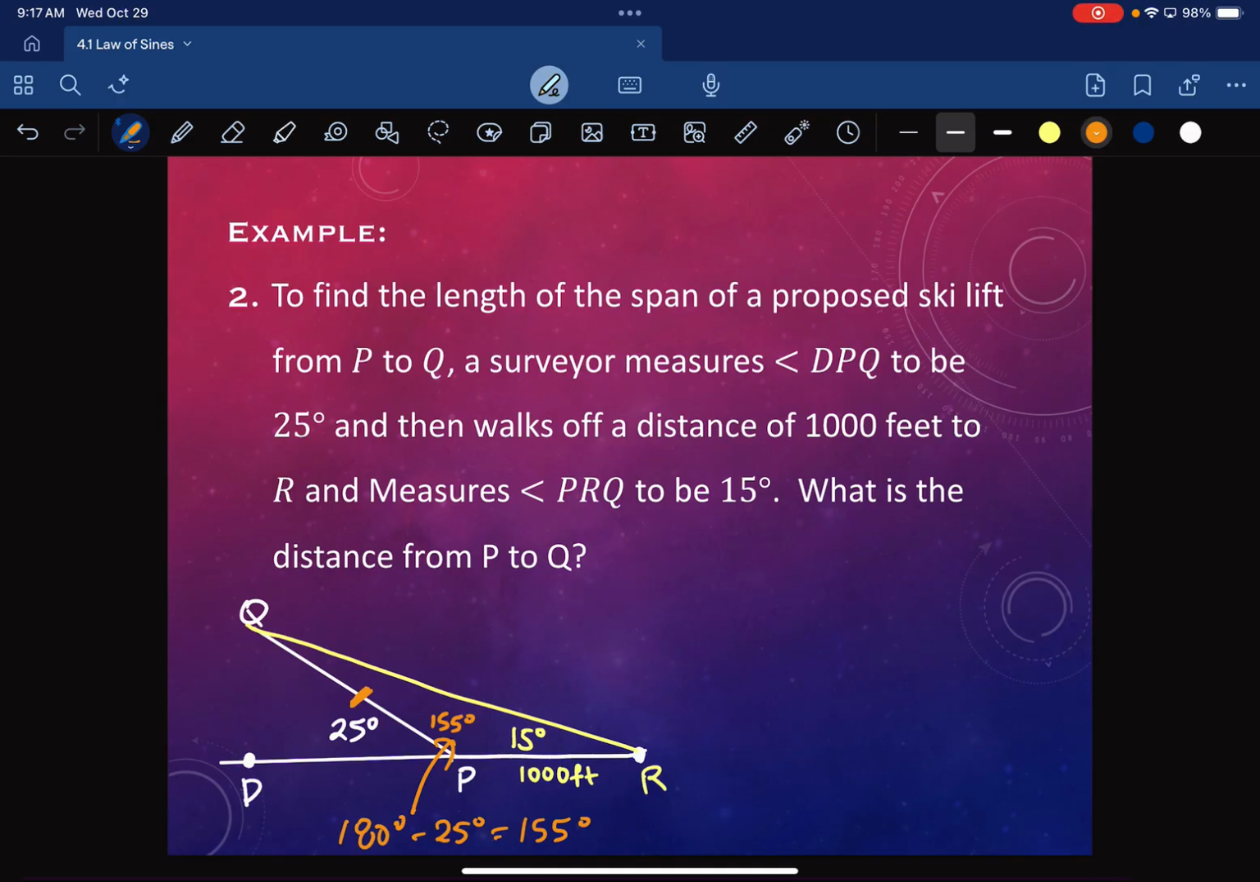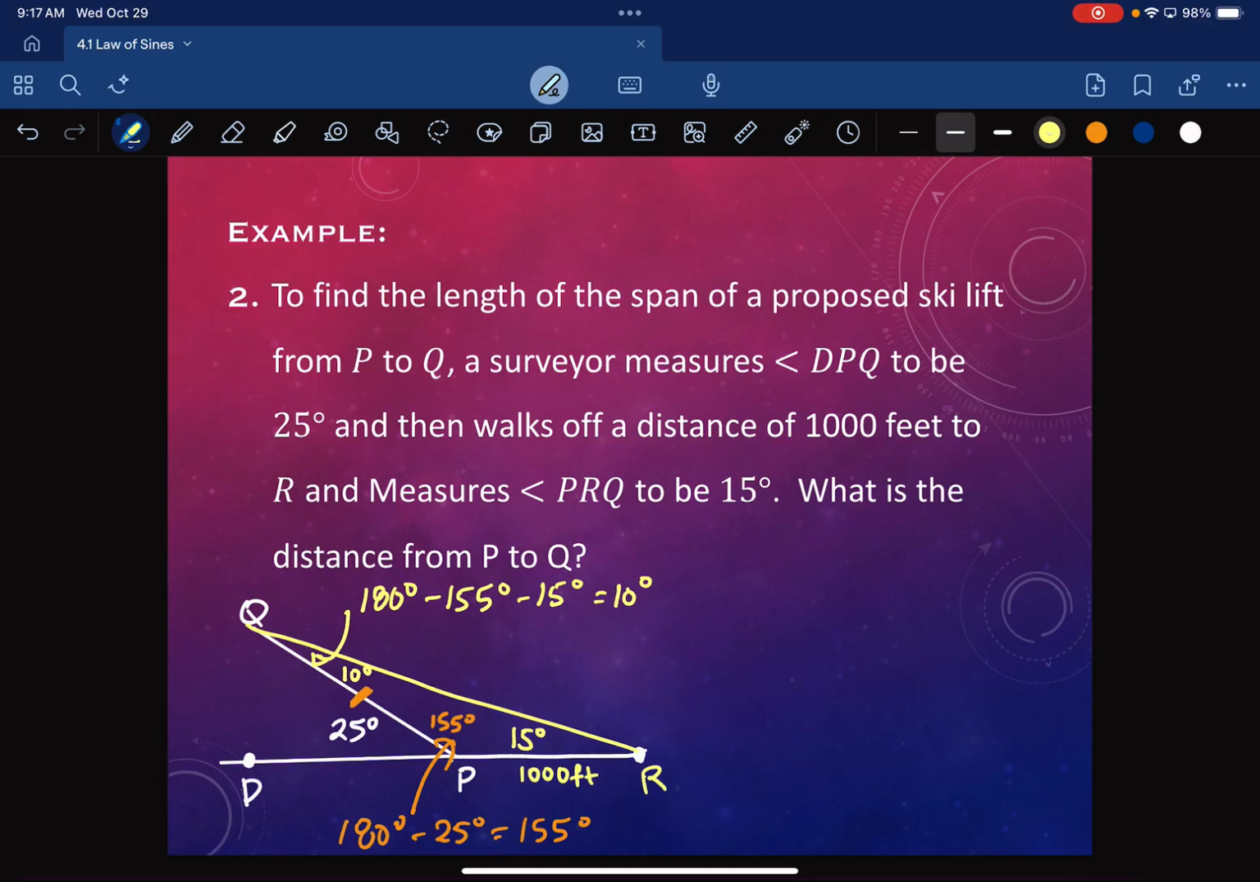Angle Q now. I can find angle Q now. How am I going to do that? 180 minus 155. Good. 180 minus the 155 that I just found and the 15 that was down there at angle R. So what is my angle at the top of my ski lift? 10.